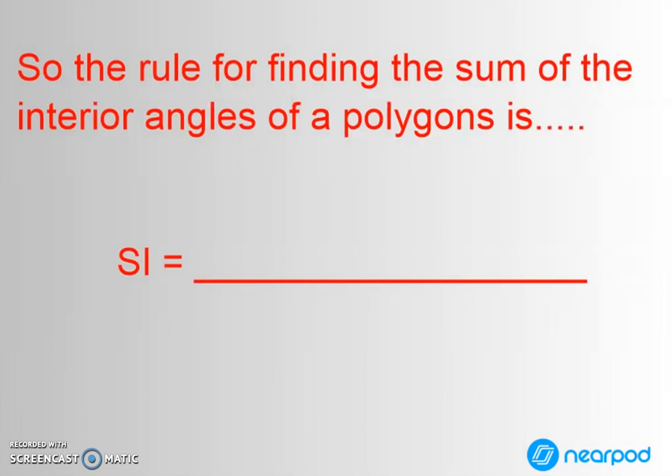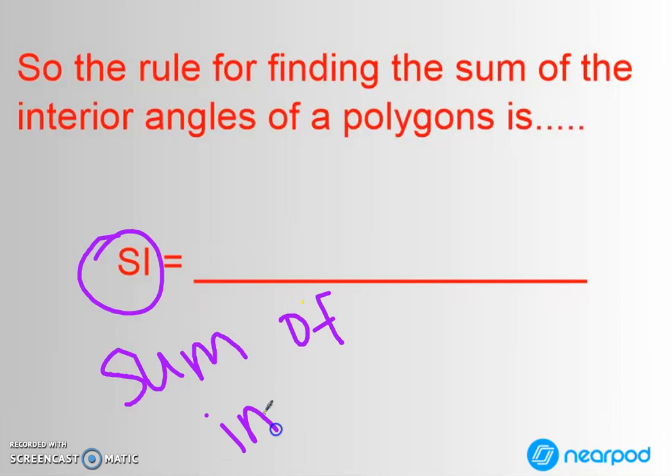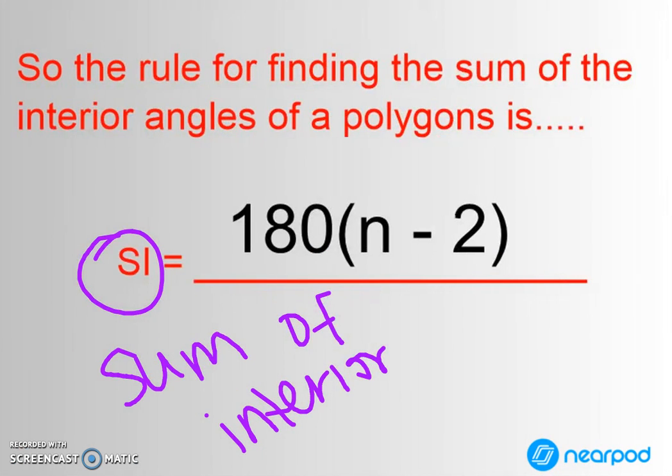So the rule for finding the sum of the interior angles of a polygon, that's what this means, the sum of interior angles, is 180 times n minus 2. So hopefully you have that written down already.